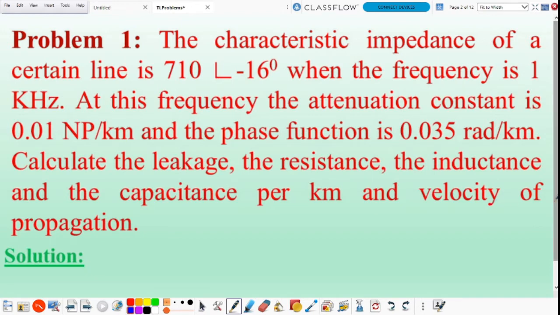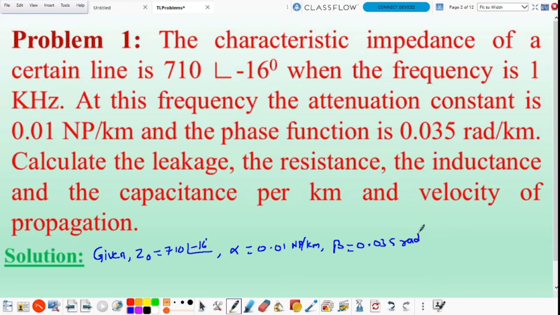So given that the characteristic impedance Z0 is equal to 710 at an angle of minus 16 degrees, and also given that the attenuation constant alpha is equal to 0.01 Napier per kilometer, and the phase shift constant beta is equal to 0.035 radians per kilometer, and the frequency f is equal to 1 kilohertz.